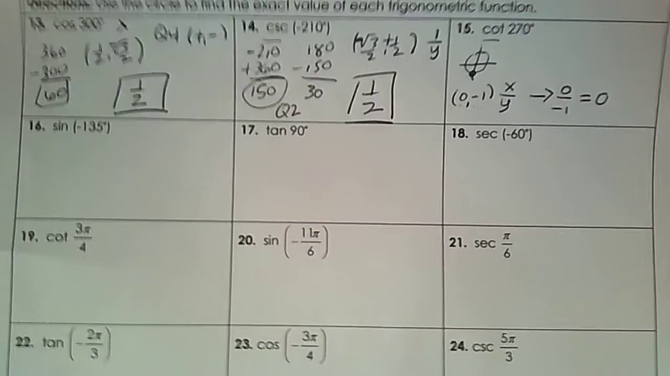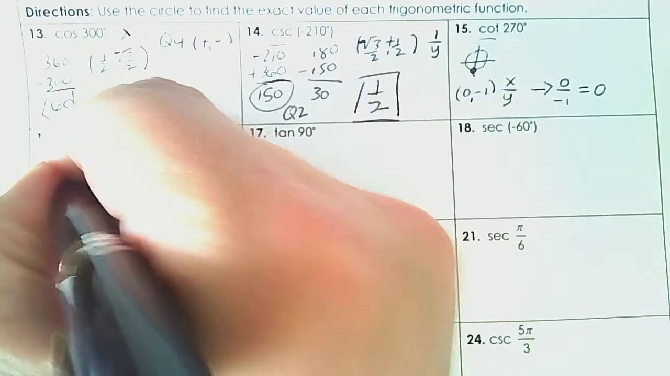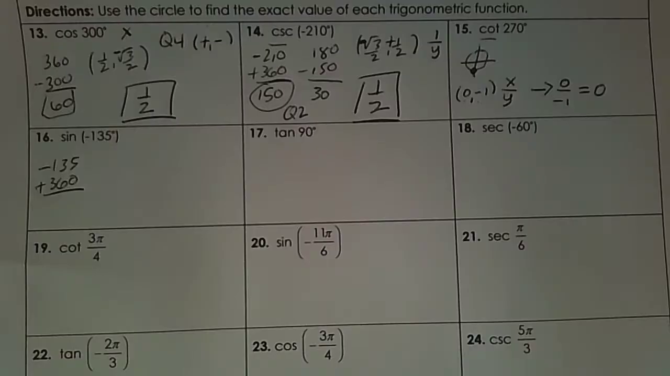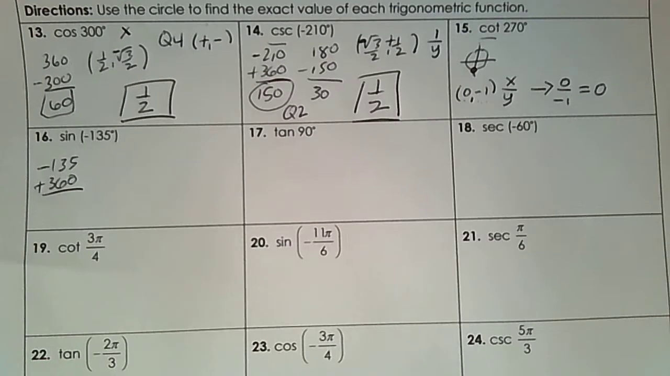All right, number 16, negative 135. First step, add 360 to make it a positive coterminal angle. So we're going to add 360 to negative 135.